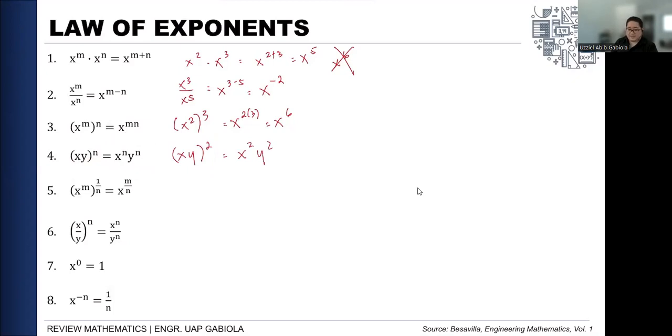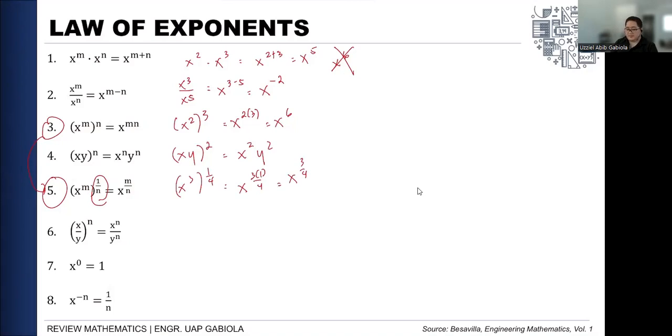Number 5, the same lang, no? Parang ni-raise lang din natin na exponent. Si 3 and 5, related sila with each other. Dito lang, yung exponent na ni-raise mo sa kanya is a fraction. So kung fraction siya, since sabi nga natin sa number 3, minumultiply natin yun. So mangyayari sa kanya, m times 1 is m over n. So kung halimbawa, we have an example na x cubed, tapos raise natin ng 1 over 4, so that is x to the 3 times 1 over 4 or x to the 3/4. Okay?